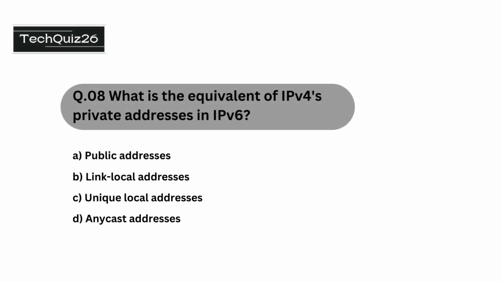Question number 8 is, what is the equivalent of IPv4's private addresses in IPv6? The options are public addresses, link local addresses, unique local addresses, anycast addresses. The correct option is unique local addresses.